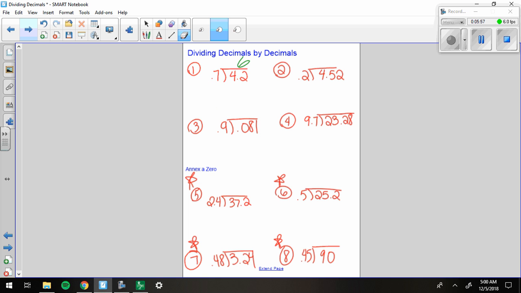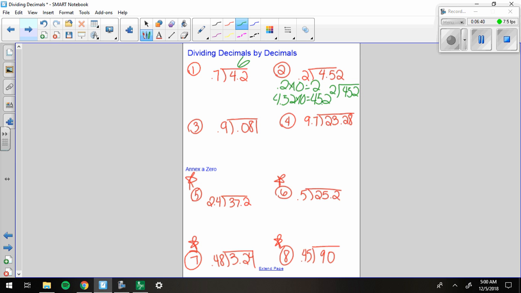Let's look at the second one. 4 and 52/100 divided by 2/10. Same thing. I need to multiply by 10 to get 2. 4 and 52/100 times 10 is 45 and 2 tenths. 45 and 2/10. So now I divide 45 and 2/10 divided by 2. I know there's not a lot of room. If you want to do these on the sides, that would be great.